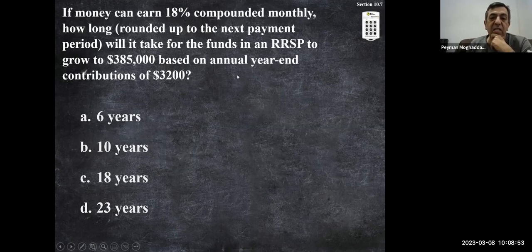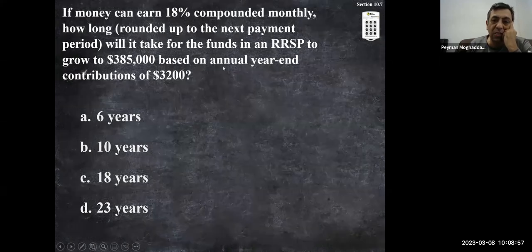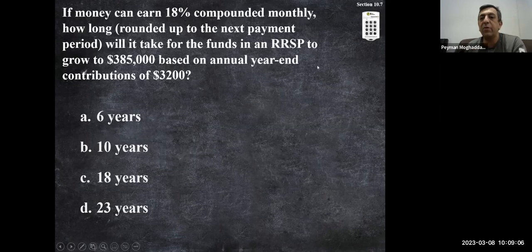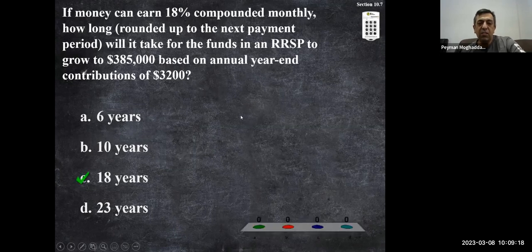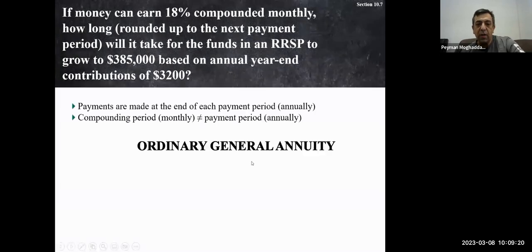And let's see if it is a general or a simple annuity. Since we are contributing every year, but our interest rate is compounded monthly, it means that it's a general annuity. So it's an ordinary general annuity, and we have the future value of that. So it's a future value problem, and we need to use the future value equation. Okay, let's go for the solution. As I said, it's an ordinary general annuity.